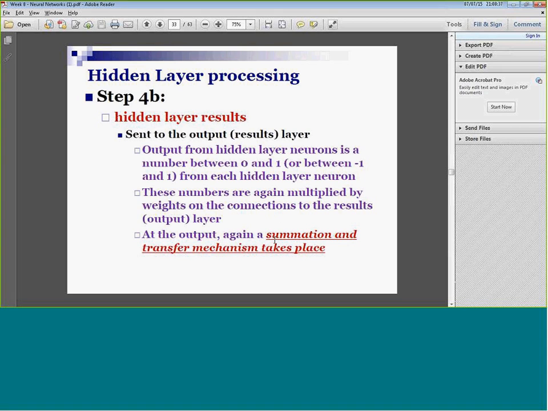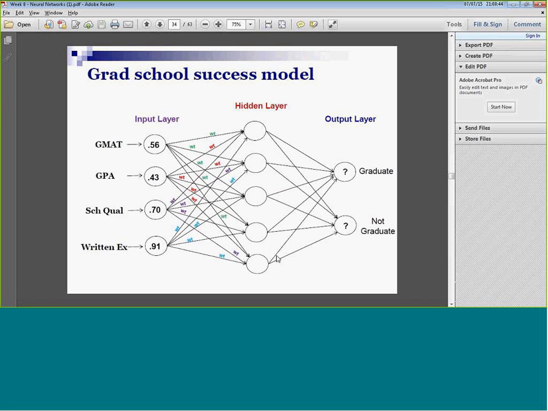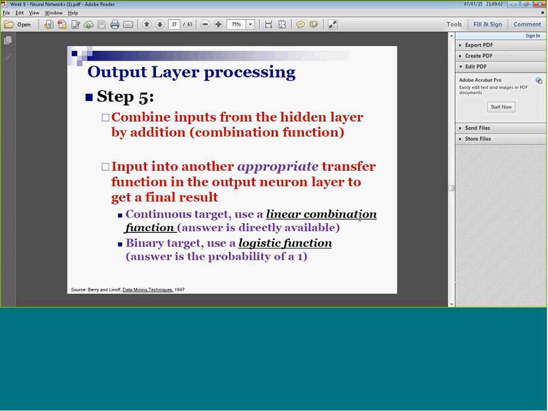At the output, what happens? It sums it up, and then it transfers it again. Okay? So we send all these weights up. Magic happens here. Send it up here. More weights. Let's say this squashes it down to a 0.8. It sends it up with a weight, a different weight, and so forth. And then we end up at the output layer, where we have to combine the inputs and then use an appropriate transfer function to get the final result.